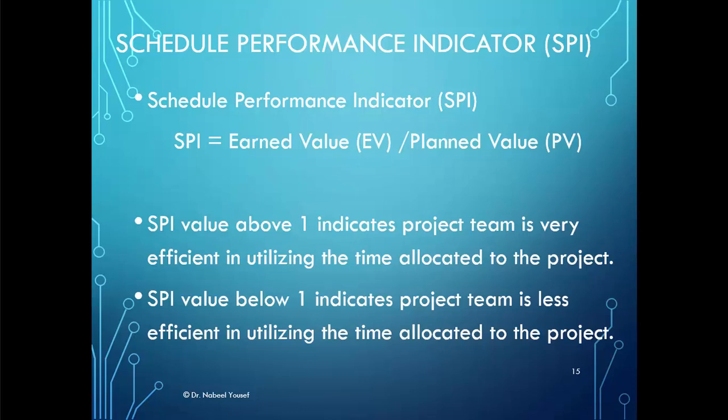The schedule performance indicator is an index showing the efficiency of the time utilized on the project, and SPI can be calculated by dividing the earned value by the planned value. If the SPI value is above 1, it indicates that the project team is very efficient in utilizing the time allocated to the project. If it is below 1, then that indicates that the team is less efficient in utilizing the time allocated to the project.